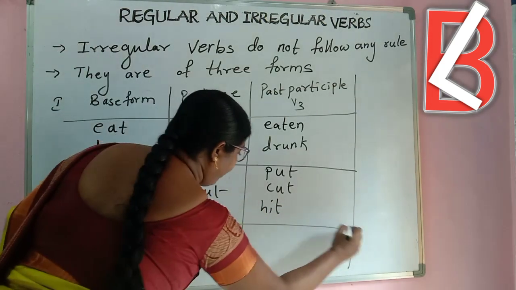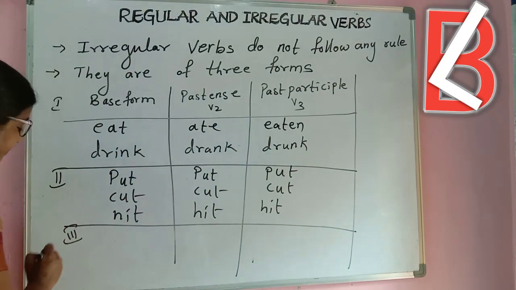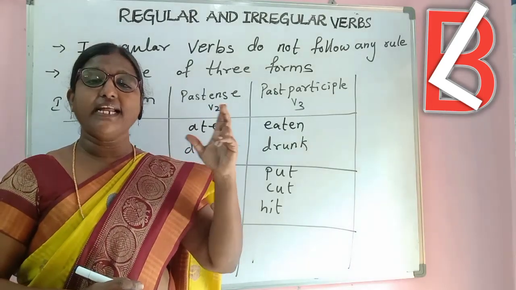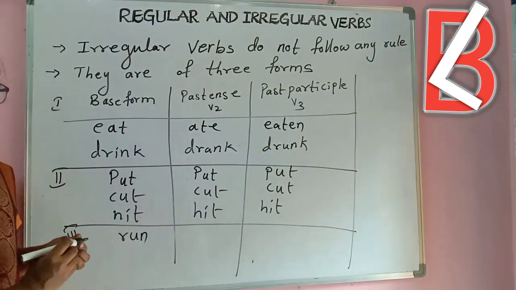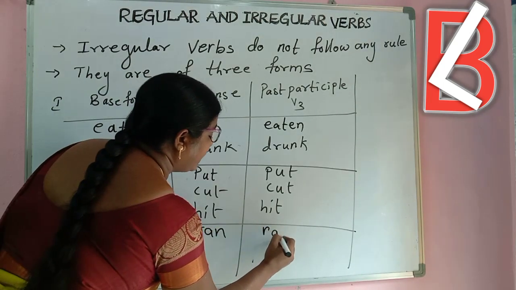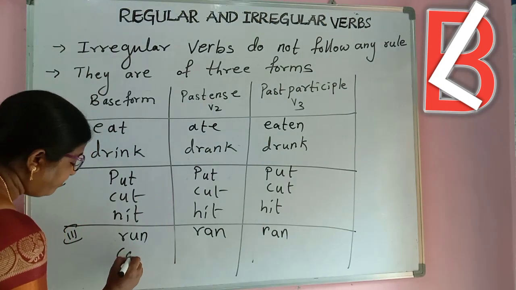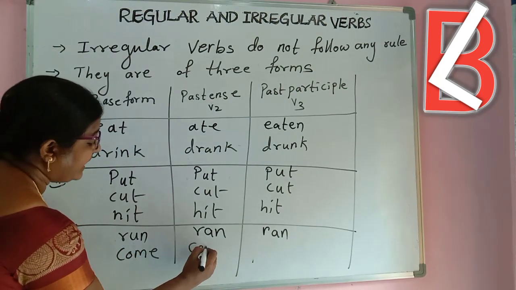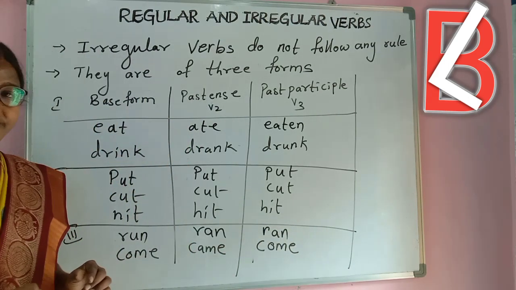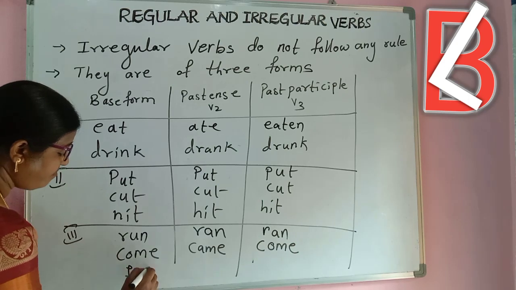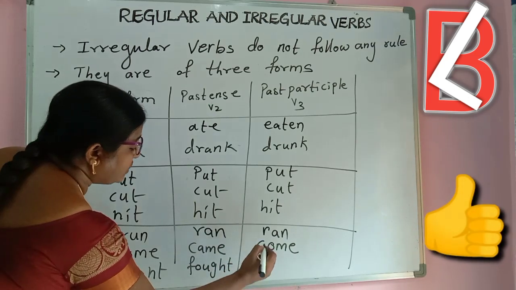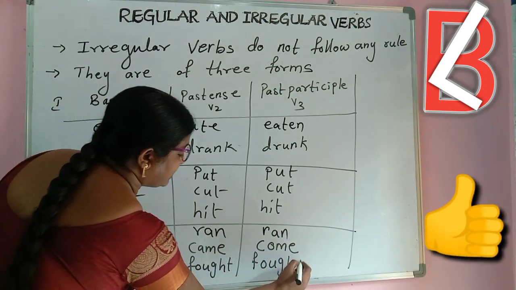Let us see the third form. The third form is where two forms are the same. Run is the base form, V2 is ran, and its past participle is also run. Come is the base form, came is V2, and its V3 is also come. Fight is the base form, fought is the past tense V2, and also the past participle, fought.